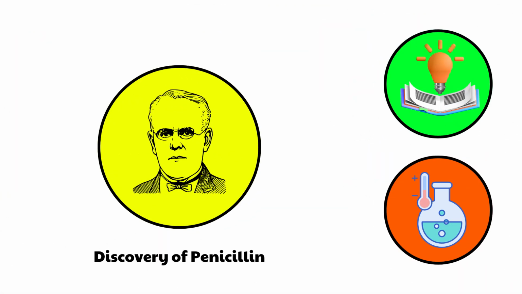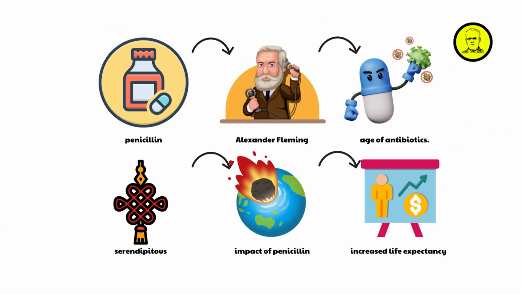Discovery of penicillin. The discovery of penicillin by Alexander Fleming in 1928 marks a pivotal moment in medical history, ushering in the age of antibiotics. This breakthrough transformed medicine, providing a powerful tool against bacterial infections that had previously been major causes of death.